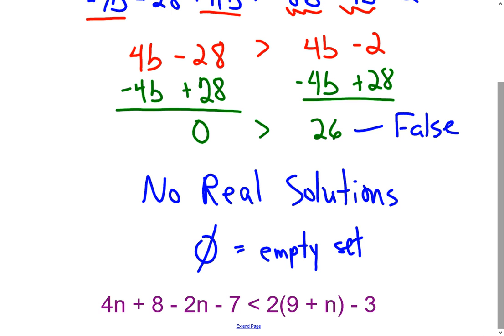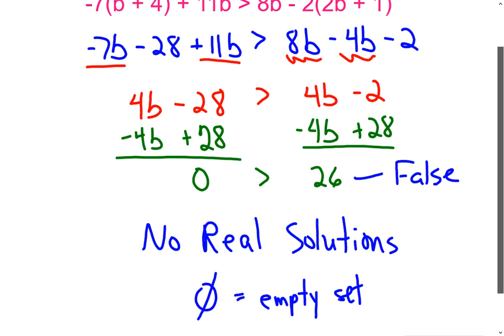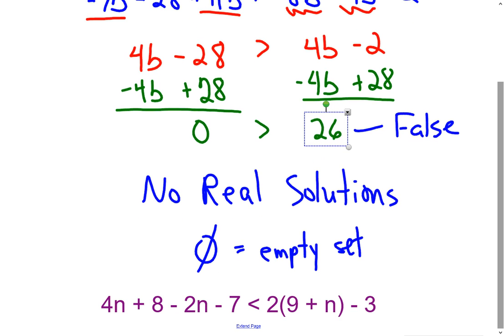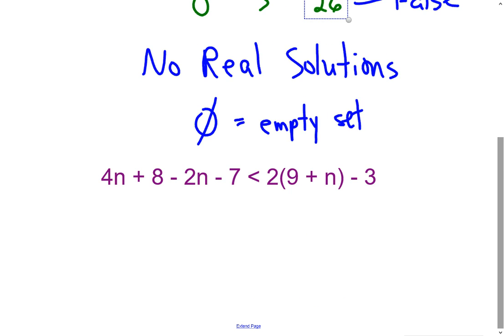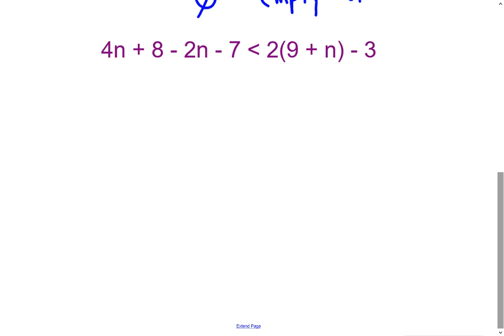So when you solve an inequality and you get to the point where there's no variable left and your inequality is false, well, that means that there's no real solutions. There's no numbers that are actually going to work in it. And then I have one more example here. Go through and solve this one.